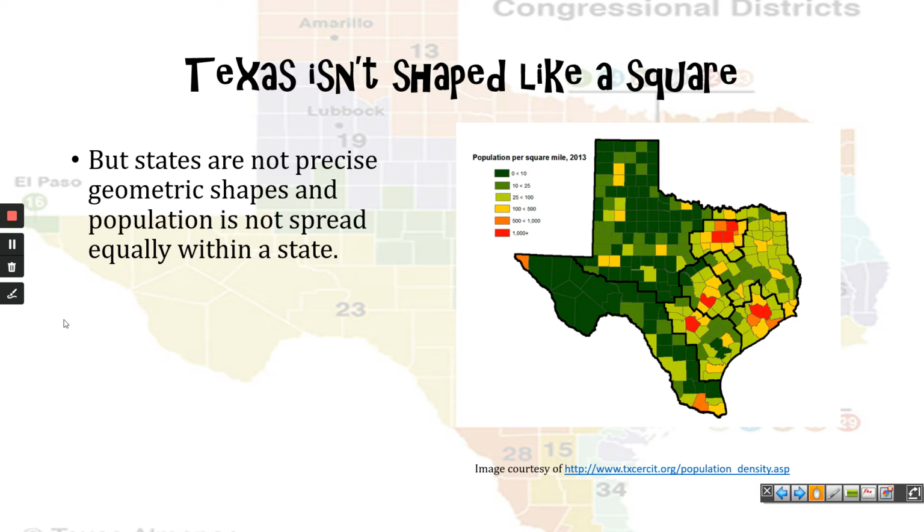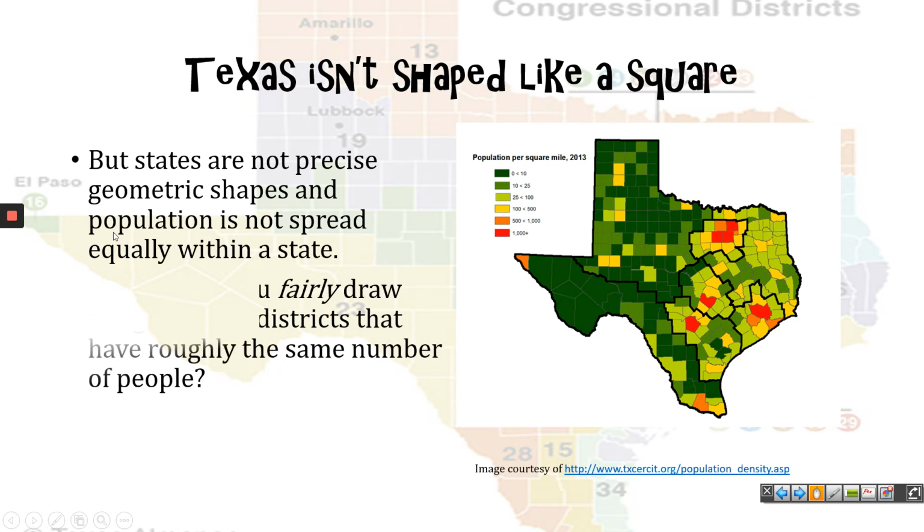And Texas isn't alone in this. Most states are not shaped like a perfect square or rectangle, and most shapes are very unique. So the question is, how do you divide them up? Which then leads to the question, how do you fairly divide them up? Because we can come up with some ways to divide Texas, but it wouldn't necessarily be fair.